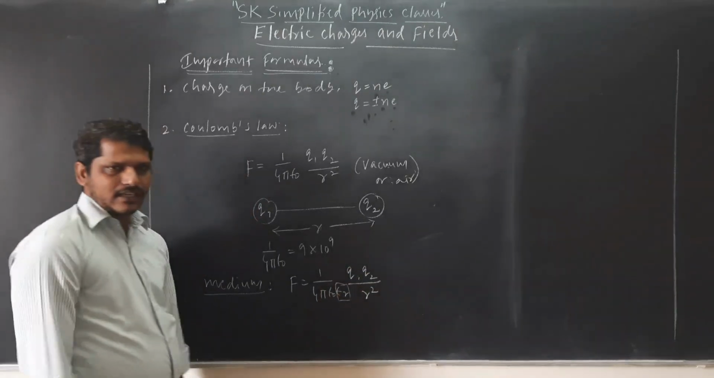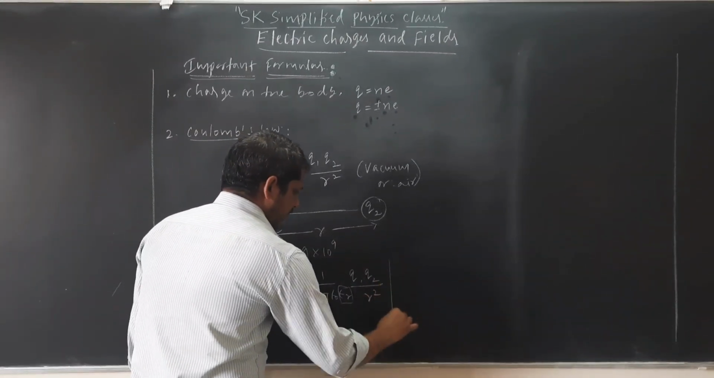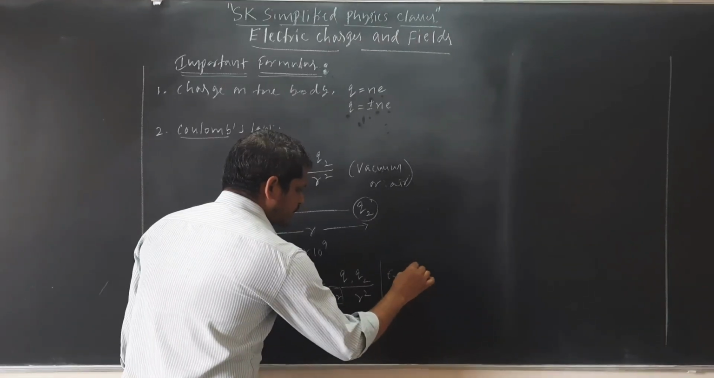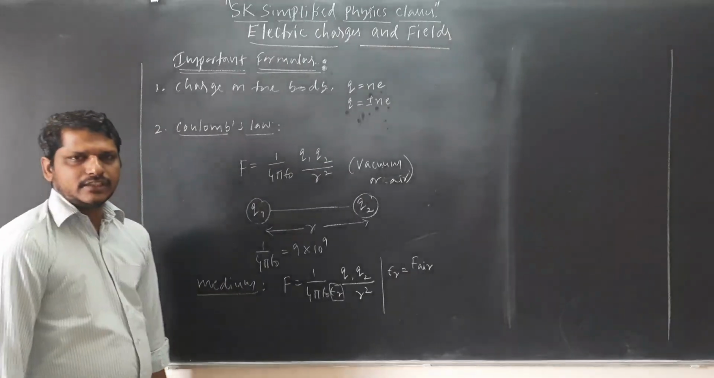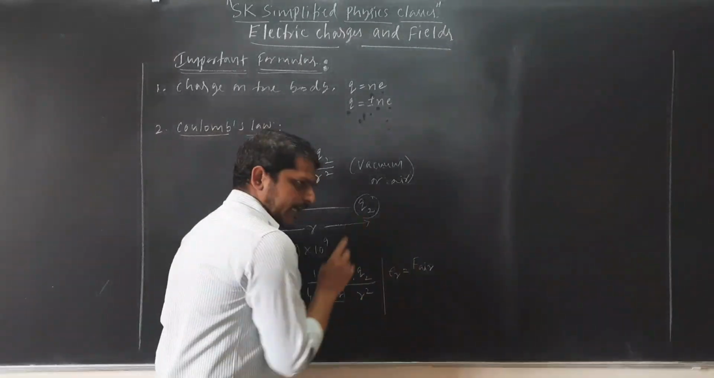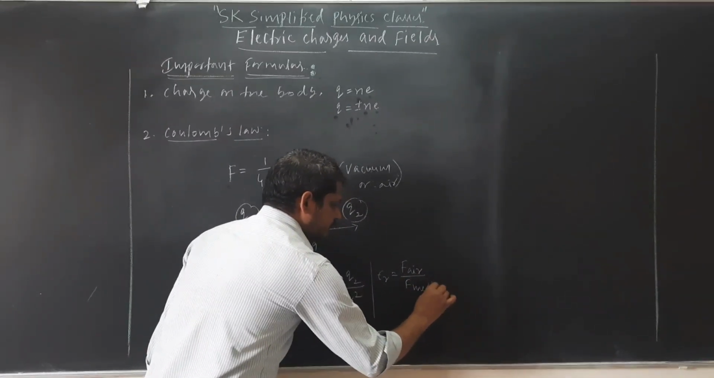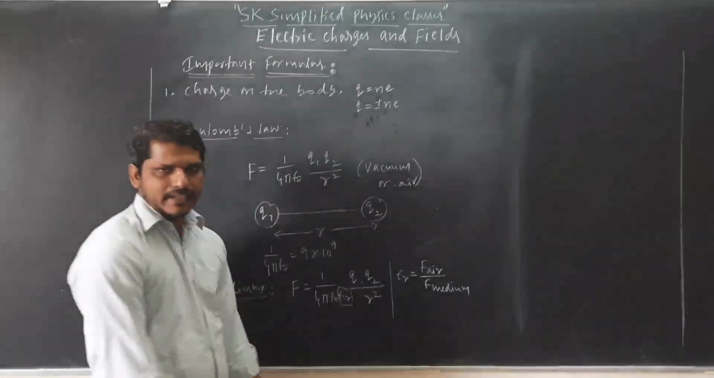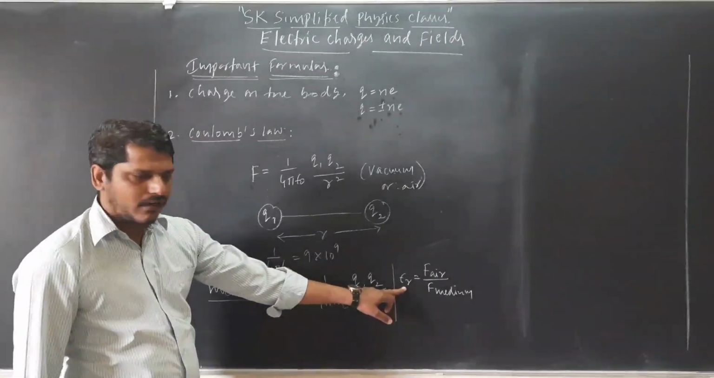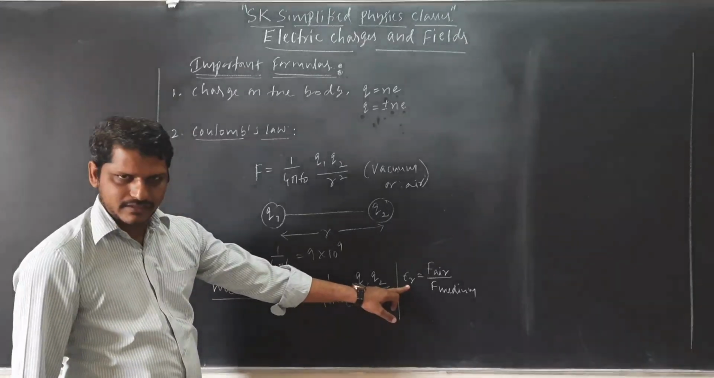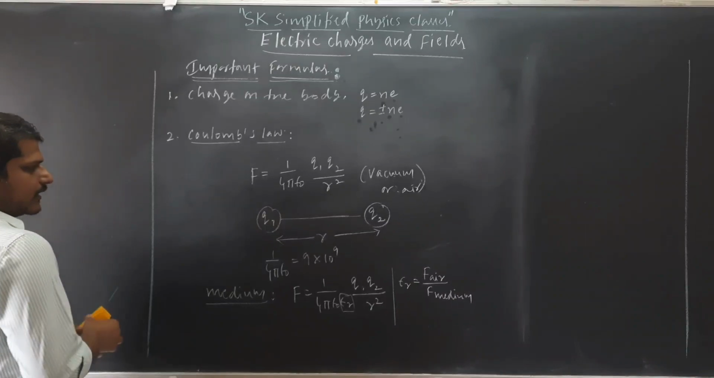This is called the dielectric constant or relative permittivity. That epsilon r is given by the ratio of the electrostatic force between the two charges in the air medium to that in some other medium other than air or vacuum. So that is called the dielectric constant or relative permittivity.